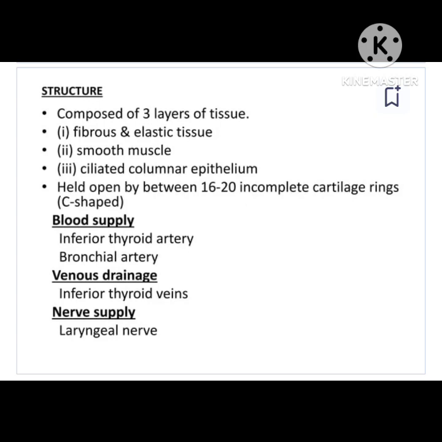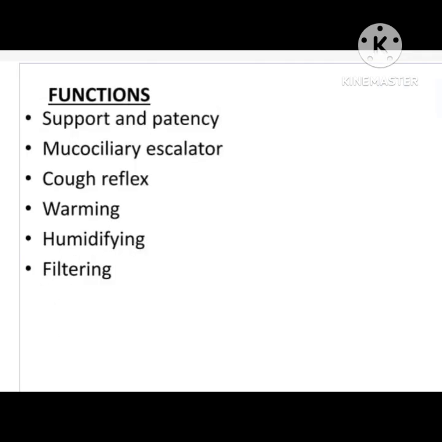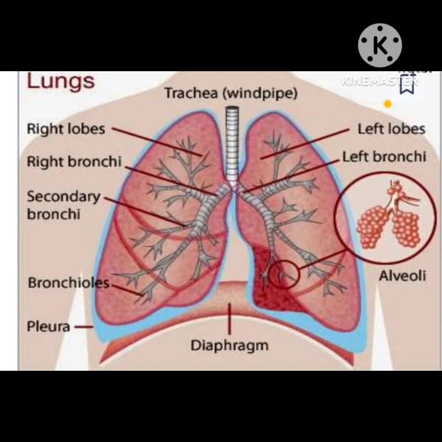Now the structure: it is composed of 3 layers of tissue: fibrous and elastic tissue, smooth muscle, and ciliated columnar epithelium. It is C-shaped. Now the function: support and patency, mucociliary escalator, cough reflex, warming, humidifying and filtering. This helps with humidifying and coughing. This is the structure of the lungs you can see here.